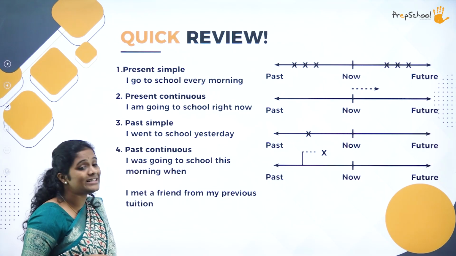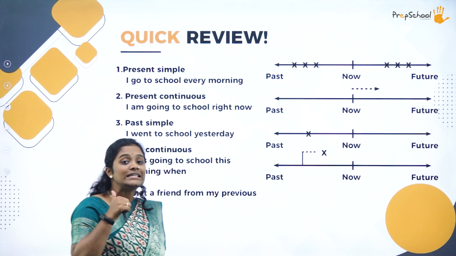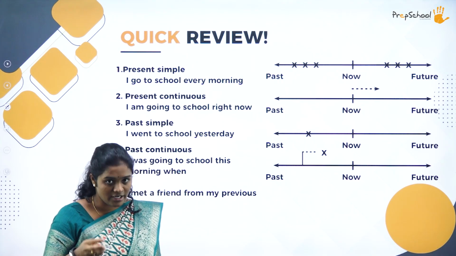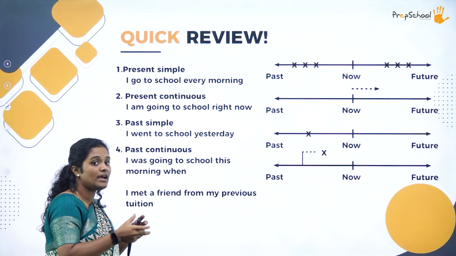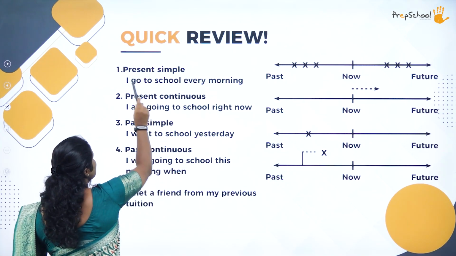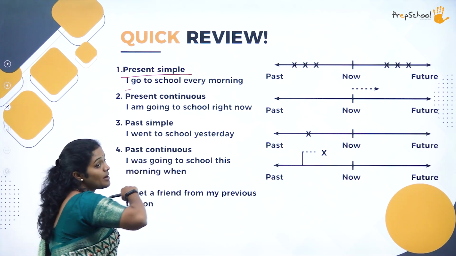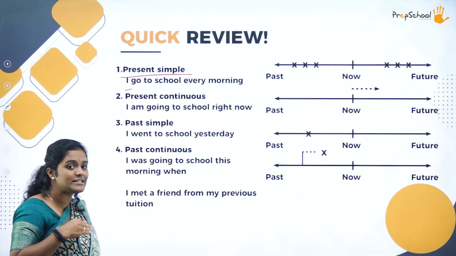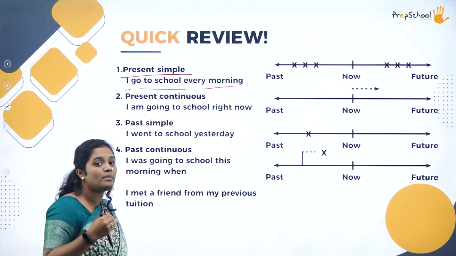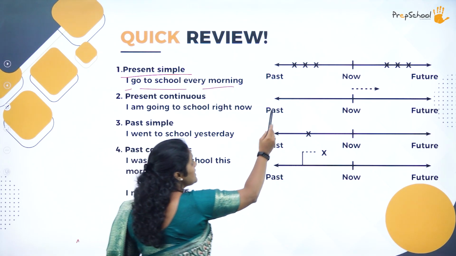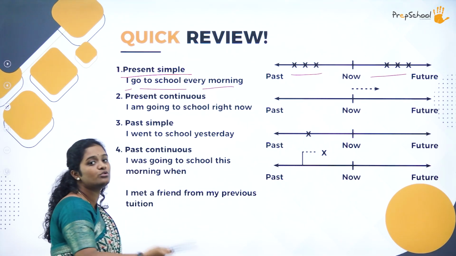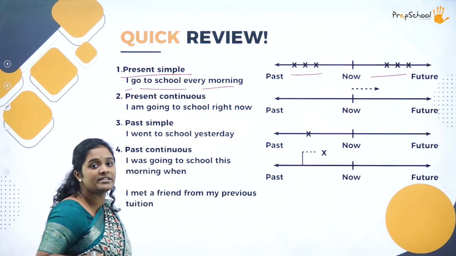Moving forward, let's have a quick review of the simple present tense, simple past tense, past continuous tense and present continuous tense. Let's see if we have got everything, no doubts as of now. Present simple tense: I, subject, go, verb in the simple present form. I go to school every morning. We are talking about a routine. It happens every single day, every morning. Past, now, future also it is going to happen. That is represented through the diagram.